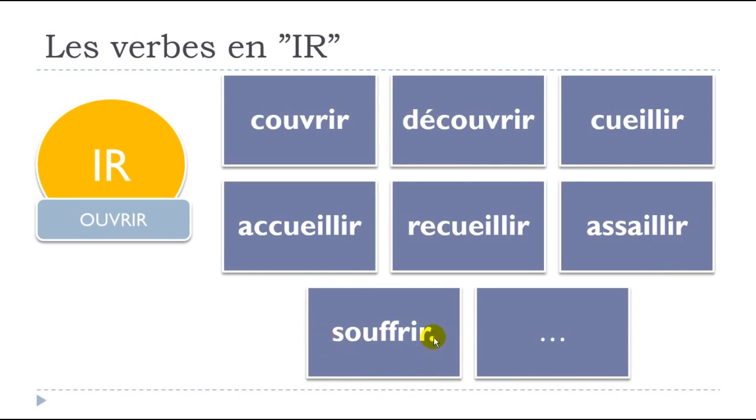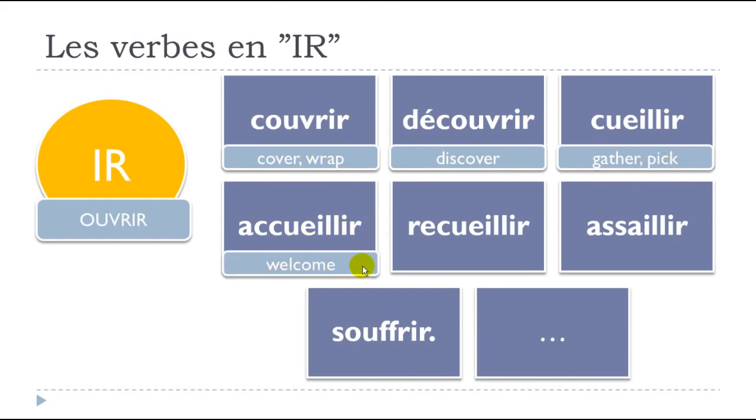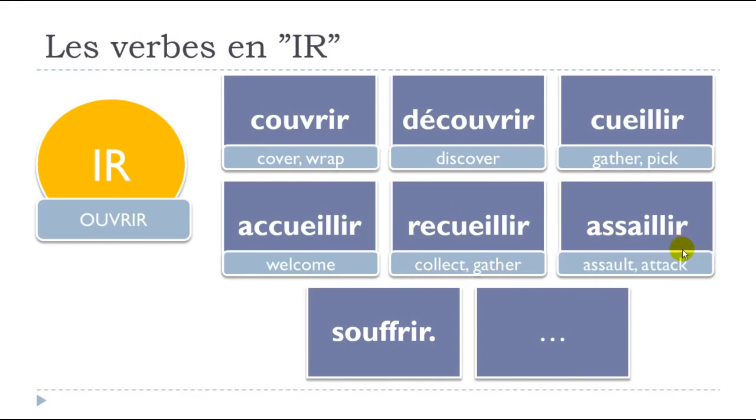I don't know why there is a little dot here, but don't bother with this. And of course, as in most cases, I try to give you the translation, and here it goes. Couvrir means to cover or to wrap. Découvrir, to discover. Cueillir, gather, pick. Accueillir, welcome. Recueillir, collect, gather. Assaillir, assault, attack, and then souffrir, to suffer. So these verbs here will be conjugated the same way ouvrir is, and it's not that difficult.